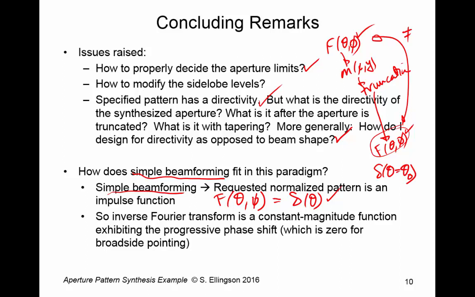And furthermore, you know that the inverse Fourier transform of a delta function is a constant magnitude function exhibiting the progressive phase shift. So for example, the inverse Fourier transform of this thing, well, that's just these currents being equal to one, right? And the inverse Fourier transform of this thing is something that has the magnitude equal to one, but the phase shifts are varying to result in this beam pointing.